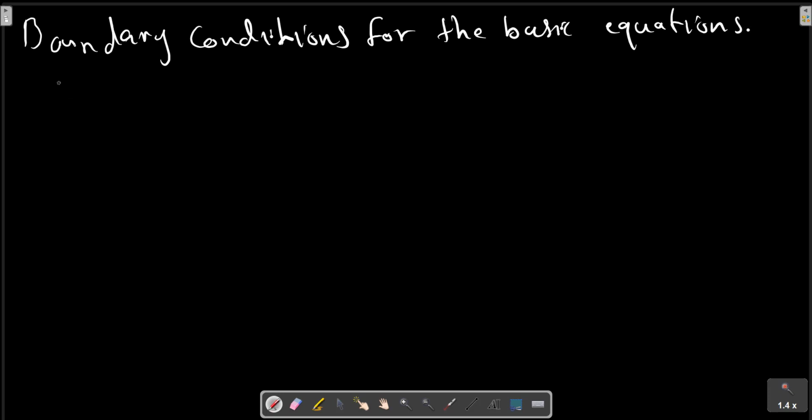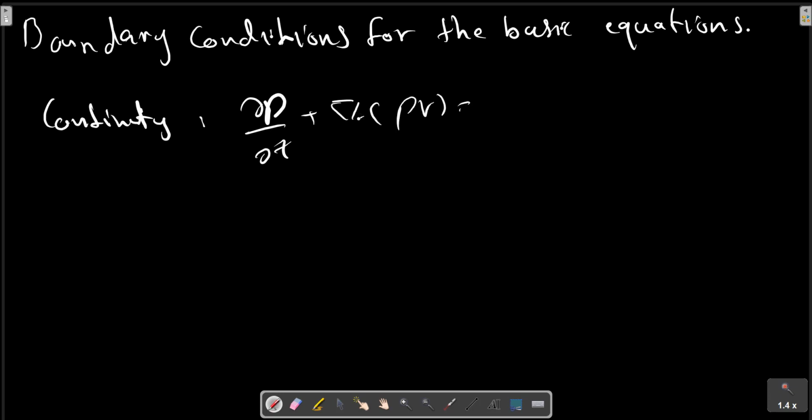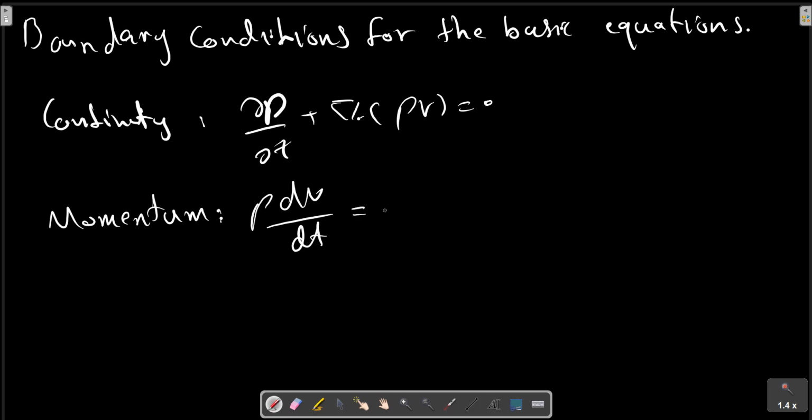The basic equations: there are three basic differential equations of fluid motion which were derived in previous videos, where there is a continuity equation in differential form, rho v equals 0, momentum, rho dv on dt, and energy.